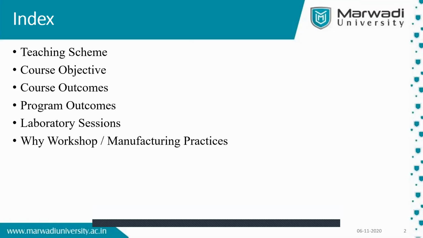Then we move to the program outcome. Then we have the laboratory sessions. As I said, we have three batches as per the class: A, B, and C, where there are 20 to 25 students in a group, and we perform different lab sessions. And last, why the workshop subject is required in a first year engineering course.